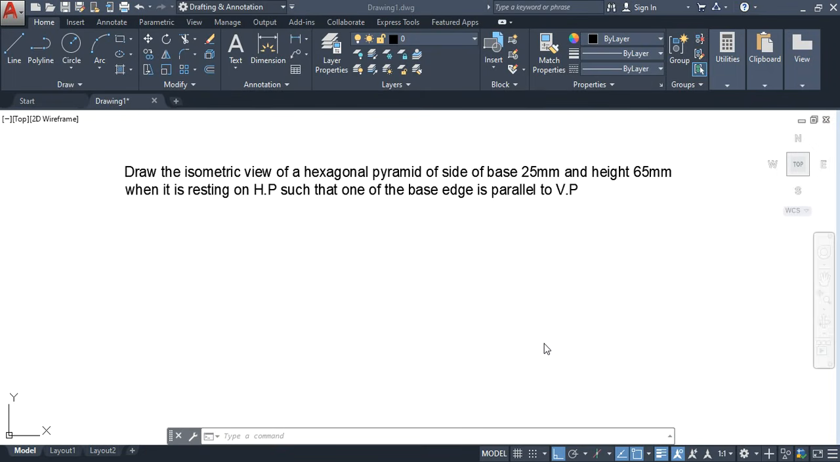Now we are going to draw the isometric view of a hexagonal pyramid as per the given condition. The condition here is: draw the isometric view of a hexagonal pyramid of side of base 25 mm and height 65 mm when it is resting on HP such that one of its base edges is parallel to VP.